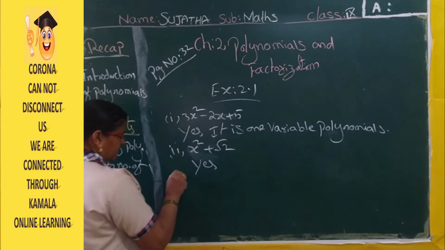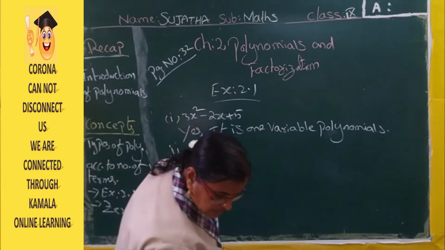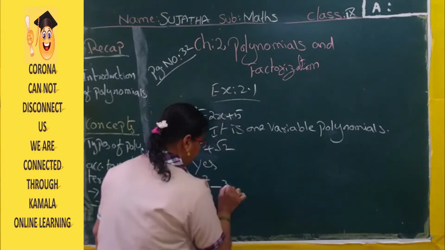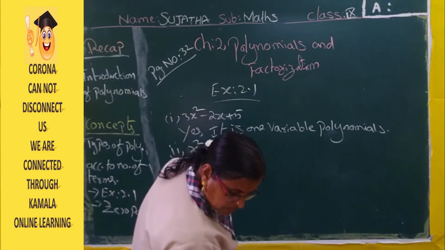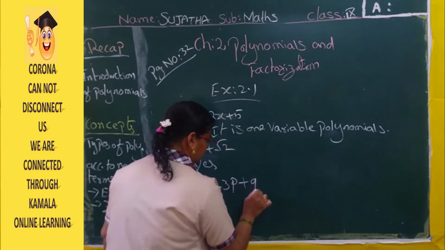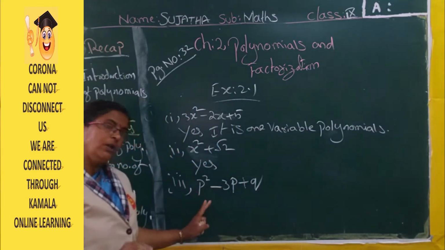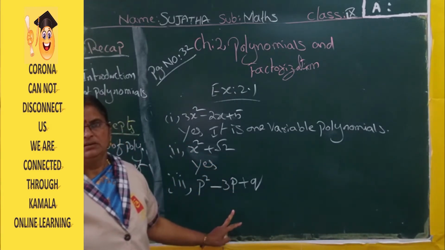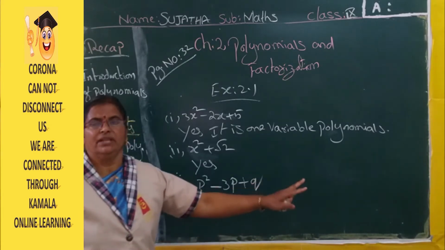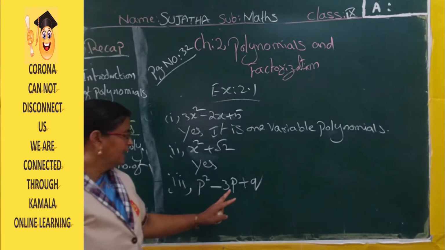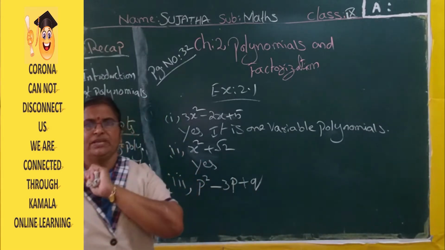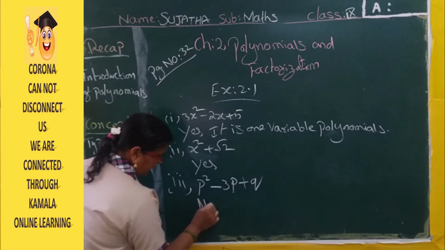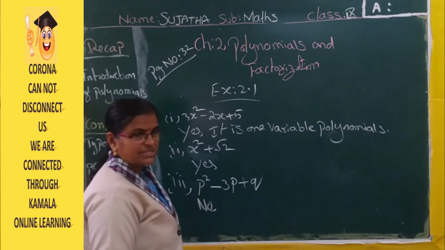Then third one, see. What is the third sum? p square minus 3p plus q. See this one. This is a polynomial, but according to the question, it is not a one variable polynomial. Why? Because here p and q, two variables we used. Understood? So you have to write no first. Then what is the justification?